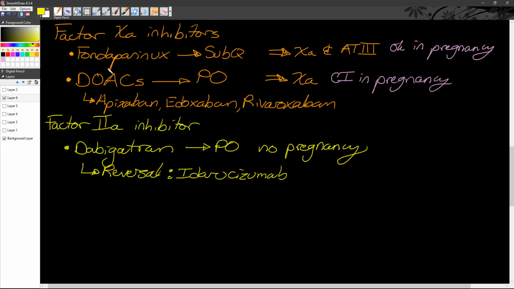I should also mention that apixaban and rivaroxaban have a reversal agent as well. It's called andexanet. So same sort of situation. If someone is on Eliquis and then all of a sudden they have to go into surgery, we can break out the reversal agent and treat them beforehand.